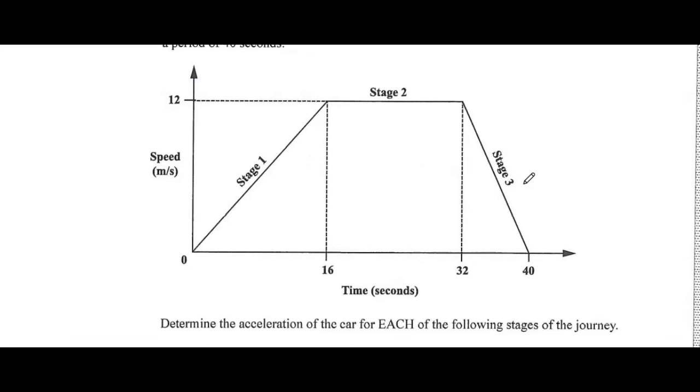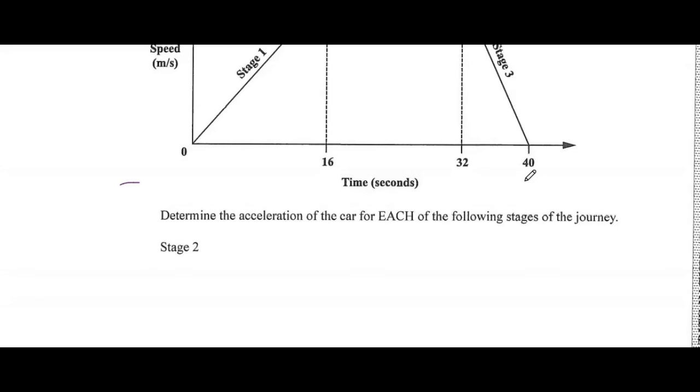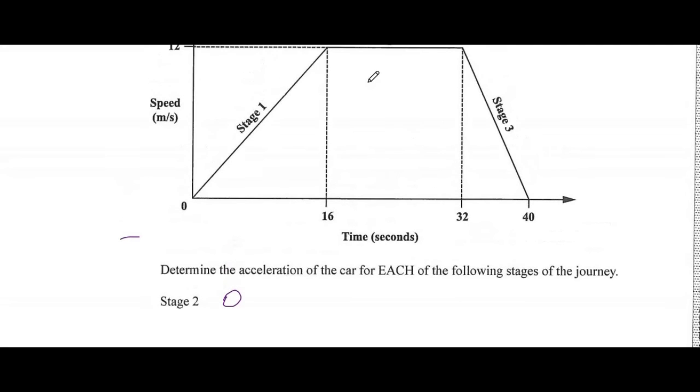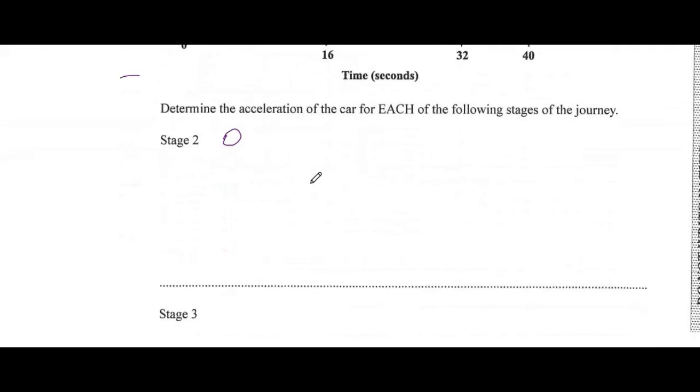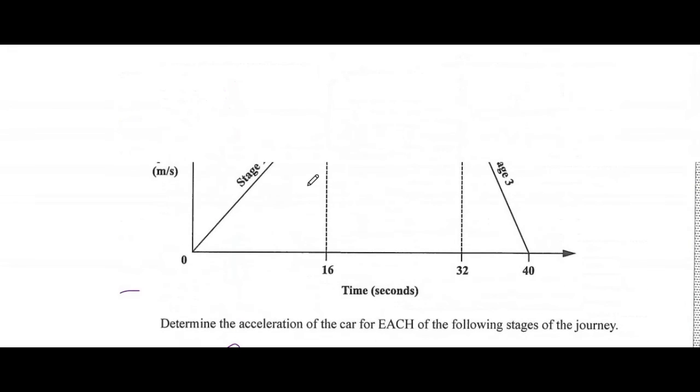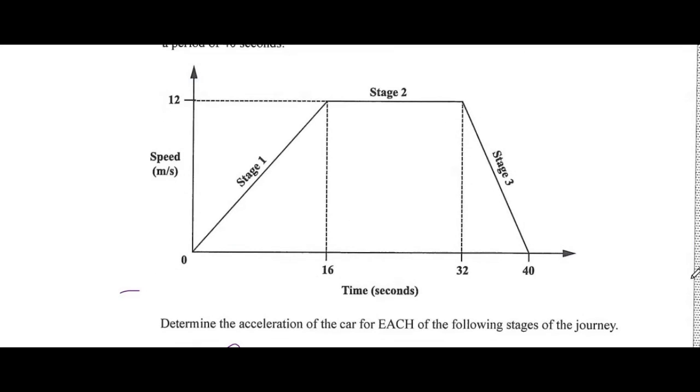So therefore, the acceleration for stage 2 is equal to 0, because there is no change in the velocity. Okay? The gradient is 0 because it is flat. So we use the gradient also to determine the acceleration. Like the gradient of this stage 1 would be the slope of this line. Let us look at the next. We want to find the acceleration for stage 3. So in other words, we want to find the slope of this line here.